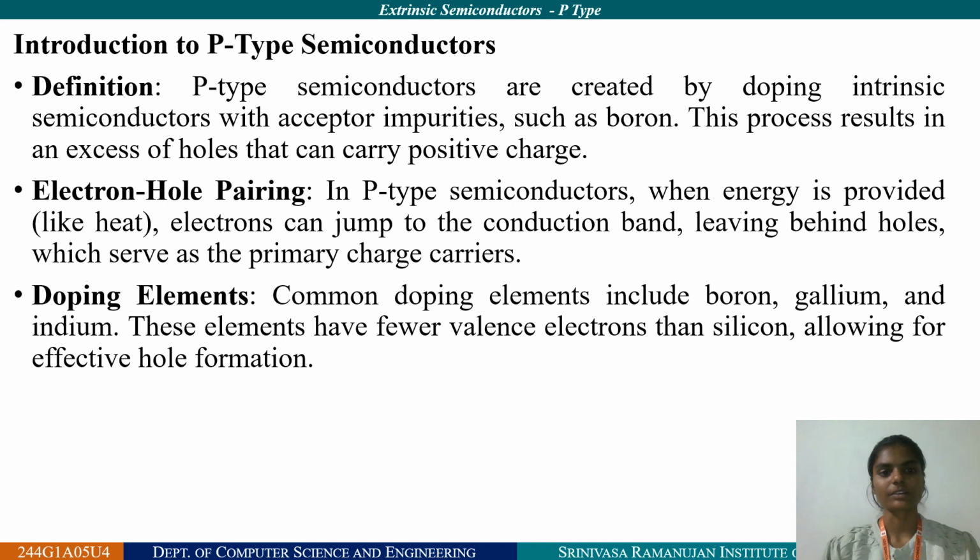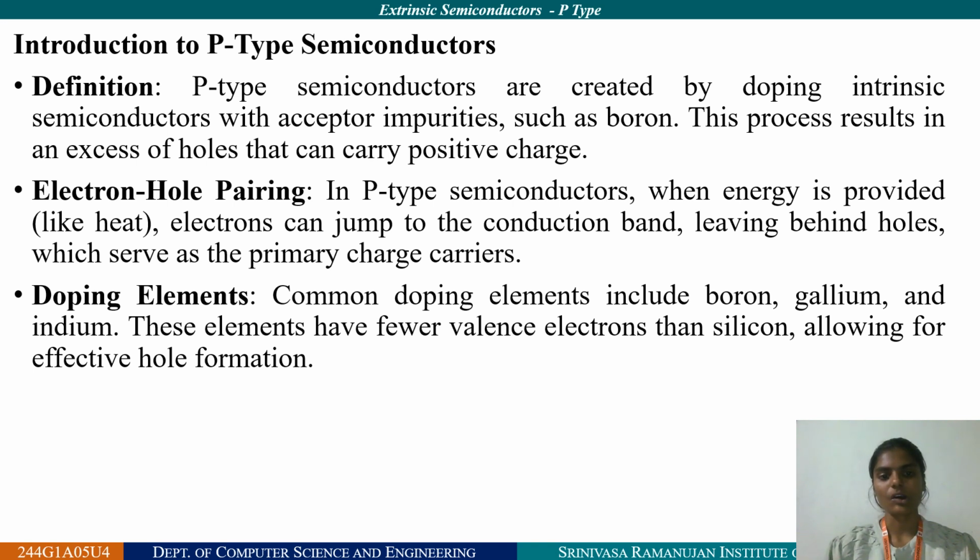Introduction to p-type semiconductors. Definition. P-type semiconductors are created by doping intrinsic semiconductors with acceptor impurities such as boron. This process results in an excess of holes that can carry positive charge. What is electron-hole pairing? In p-type semiconductors, when energy is provided, like heat, electrons can jump to the conduction band, leaving behind holes which serve as the primary charge carriers.